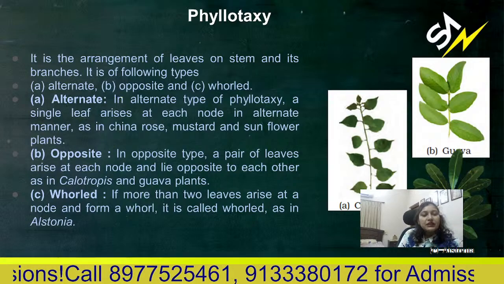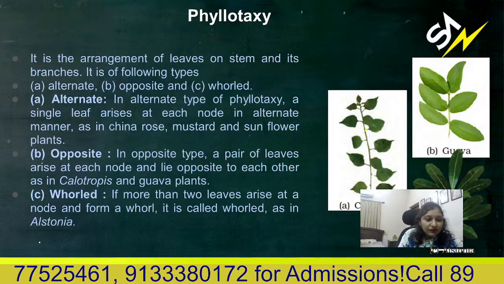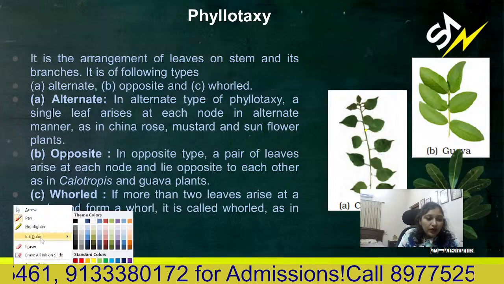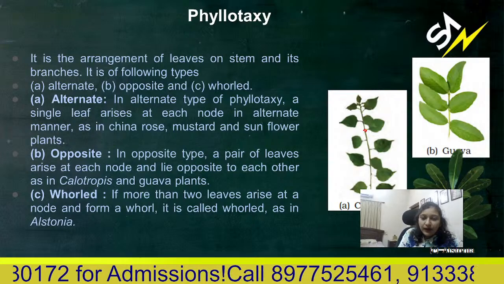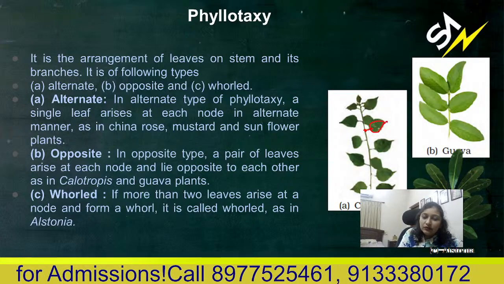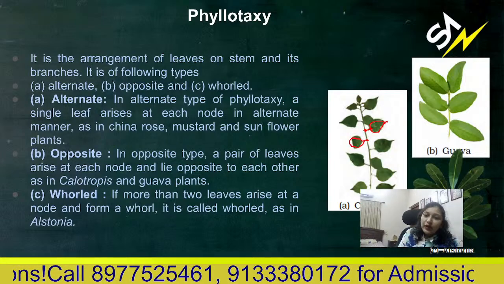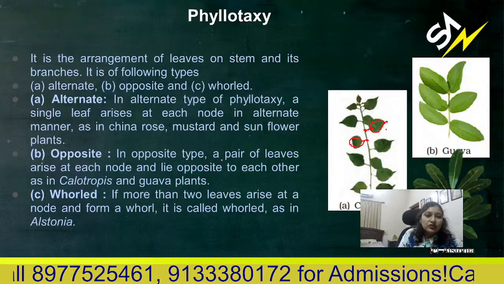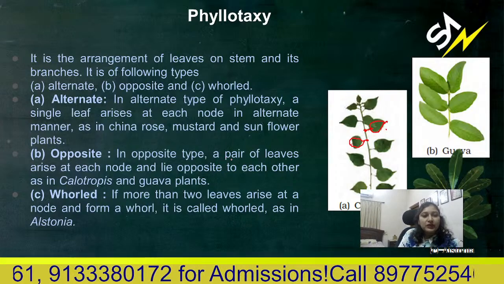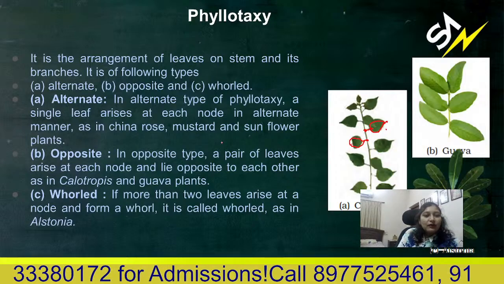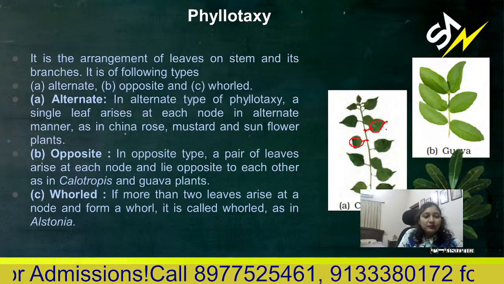So in the alternate type, you can see at one node region only one leaf is borne. Okay, at one node, only one leaf is borne. At the other node, one leaf. So one is on this side, one is on this side. So it looks completely like an alternate arrangement. So at each node, one leaf, like in the case of China rose, mustard, and sunflower plants.